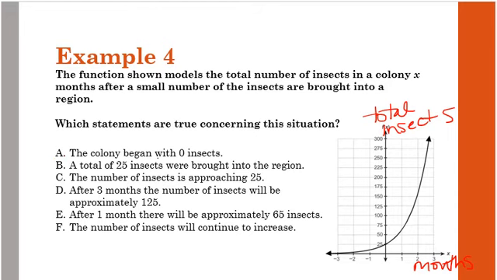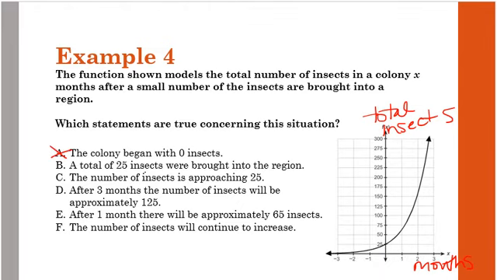So if I look at A, the colony began with 0 insects. If I look at my exponential function here, notice my y-intercept looks to be at 25. That's not 0. That's not my starting place. My starting place would be more around 25. So A is not correct.